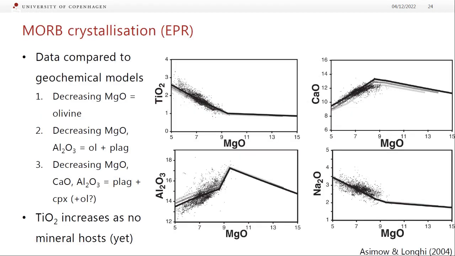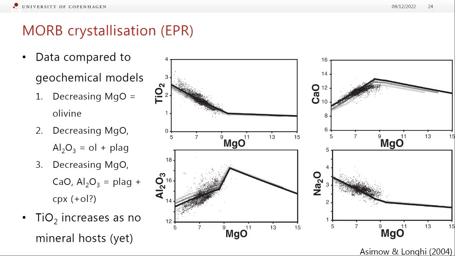So this is just an example from a paper where they plotted geochemical data from every MORB that they could find in a database from the East Pacific Rise, and they tried to compare this to geochemical models. And we're not going to use geochemical models, but this actually kind of helps get your eye in and see what's going on with the crystallization.